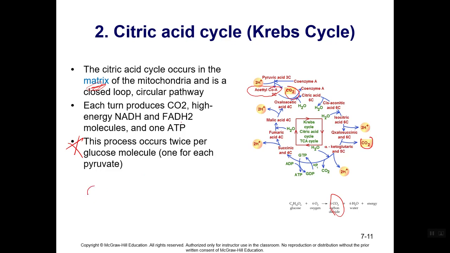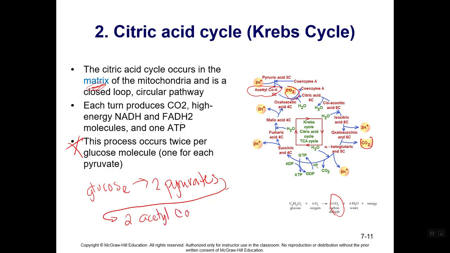Well, when we broke down glucose in glycolysis, it yielded 2 pyruvates. Those 2 pyruvates then made 2 acetyl-CoAs. So for every acetyl-CoA, it enters this cycle. We had 2 acetyl-CoAs from the breakdown of each glucose. So that's why this cycle turns twice for every glucose molecule we have.